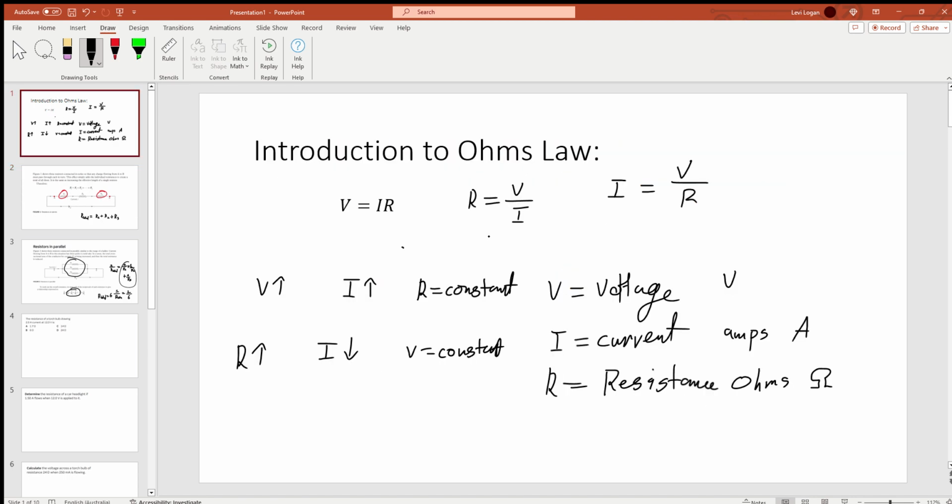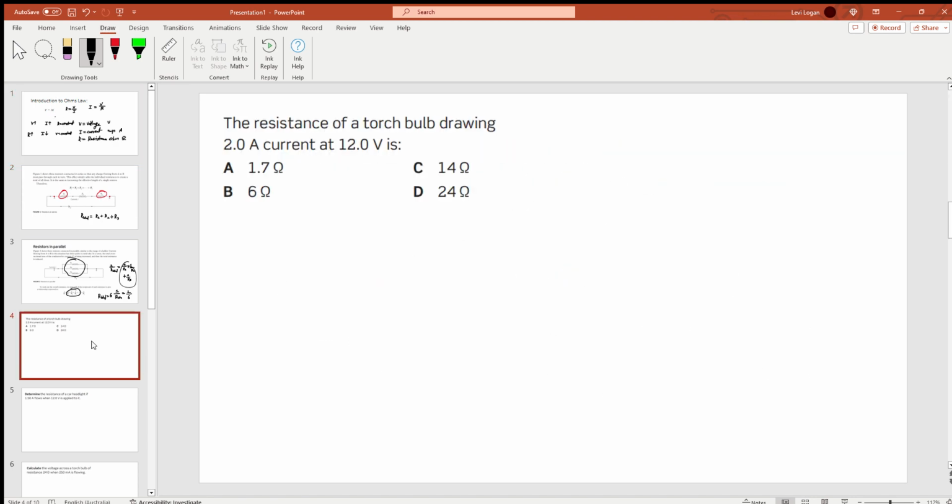So let's just get straight into some problems straight away. So the resistance of a torch bulb drawing 2 amps of current at 12 volts. Okay, so we're pretty much solving for resistance. So all we do is write the formula. So voltage is current times resistance.